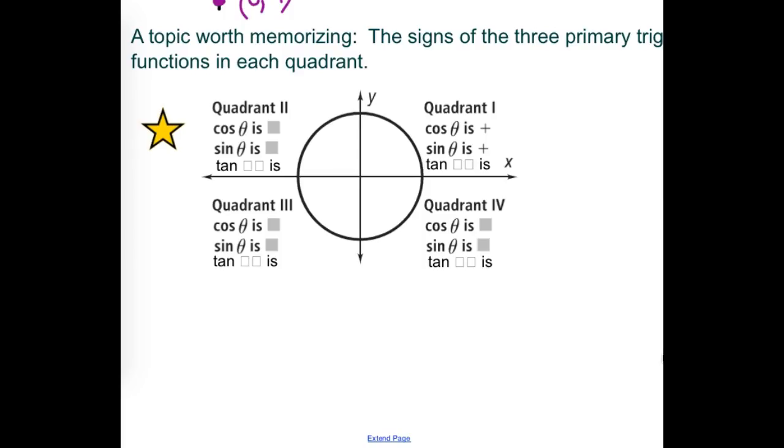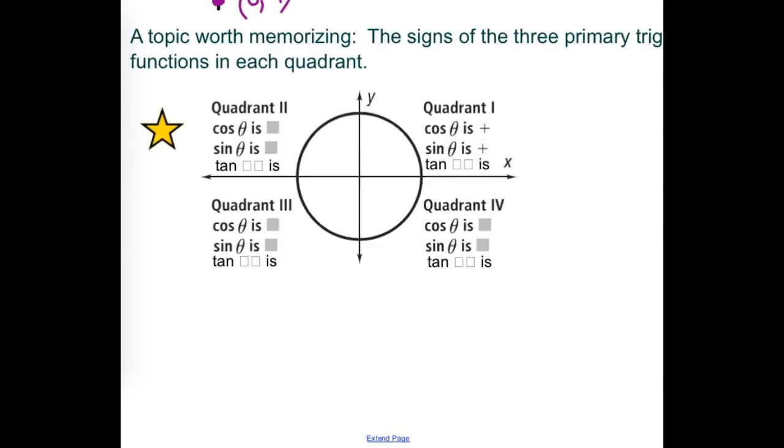I'm missing some font that's creating those symbols. So what you should have on here is plus and minus signs. Okay? So some of you have boxes, some of you have blanks, some of you have the plus and minus signs written in. We're just going to make sure it all matches. All right, so let's start in quadrant 1.